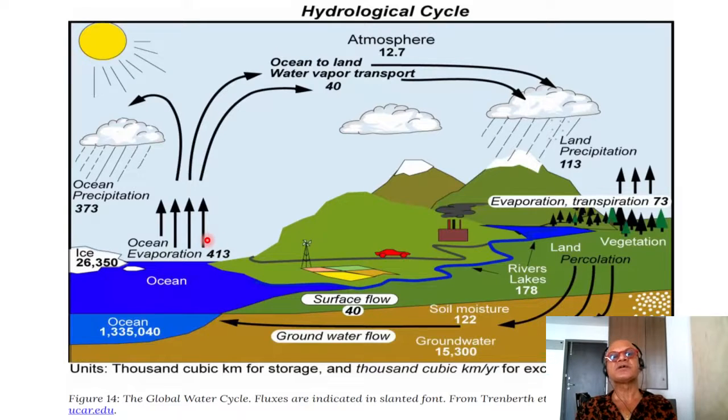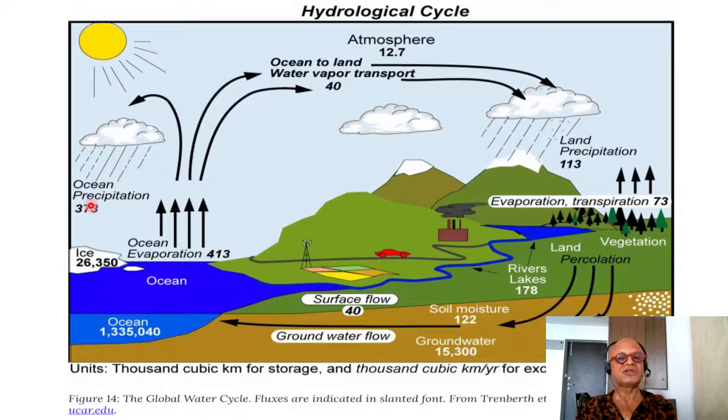You may have heard expressions like atmospheric river, which bring the so-called Pineapple Express and heavy storms and rains and snow into California, for example. You can think of the Amazon as being the biggest river. There are similar rivers in the atmosphere. Okay, so 413,000 cubic kilometers per year here. Ice is holding 26,350 thousand cubic kilometers as water.